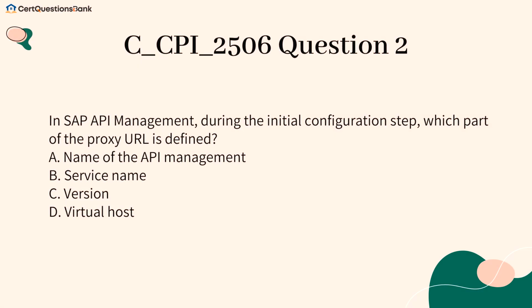In SAP API management, during the initial configuration step, which part of the proxy URL is defined? A. Name of the API management. B. Service name. C. Version. D. Virtual host.